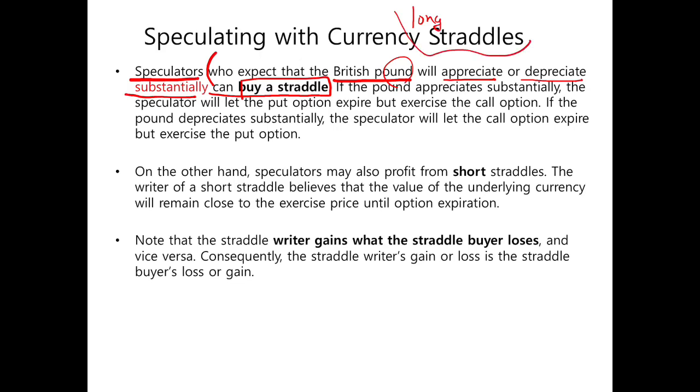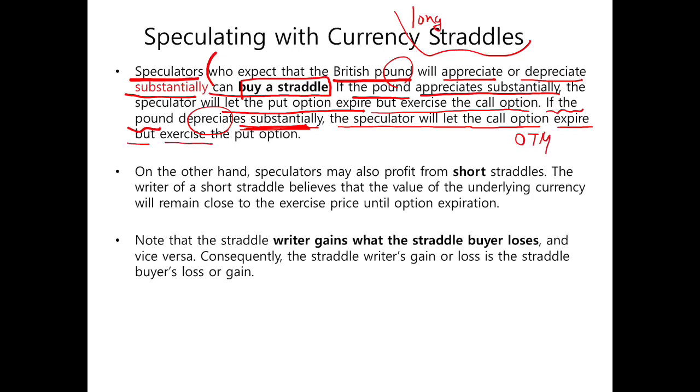And after the construction, if the pound appreciates substantially, then the speculator lets the put option expire, but he will exercise the call option. If the other case happens, the pound depreciates substantially, that's the key thing. Then the speculator lets the call option, which became out of the money, expire, but instead exercises the put option that has become in the money.